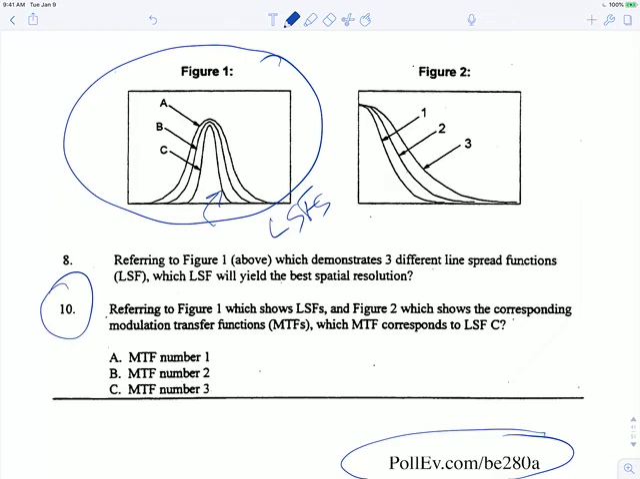Okay, so let's take a look here. First of all, I'm glad there were only 2 answers chosen, either 1 or 3. That's good because obviously it has to be one of those. It can't be the middle one. So that's good test taking skills. You've boiled it down to a 50% chance of getting it right. And most people did get the right answer. The right answer in this case was 3, because of what we just talked about. C is the narrowest point spread function, so therefore it has to correspond to the widest MTF. Okay? Any questions?